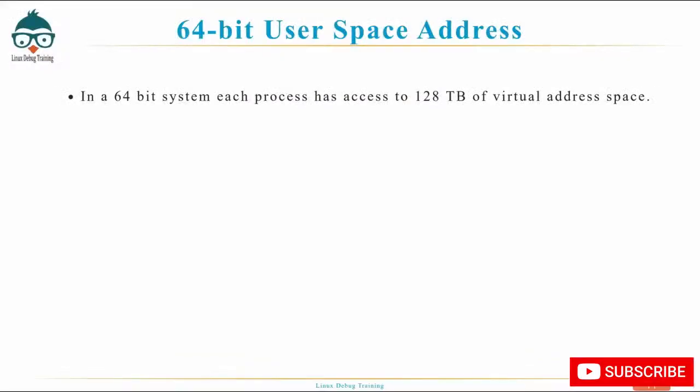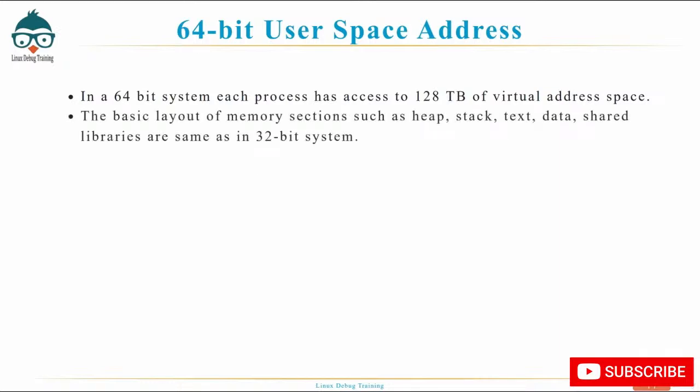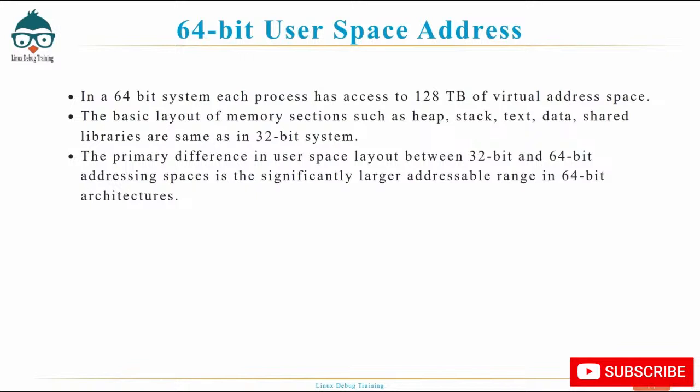As we saw in the previous slide, on a 64-bit system, each process has access to 128 terabytes of virtual address space. The basic layout of memory sections in the user space virtual address map, such as heap, stack, text, data, shared libraries, are much the same as in a 32-bit system. The primary difference in user space layout between 32-bit and 64-bit addressing spaces is the significantly larger addressable range in the 64-bit architectures. As we noted, not all 64 bits are actually used for addressing.